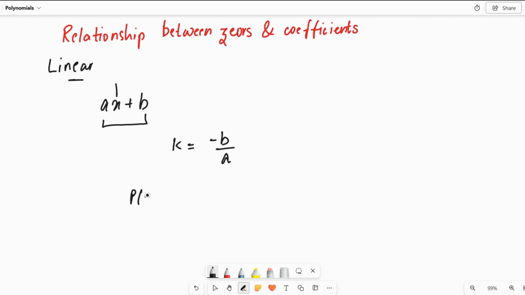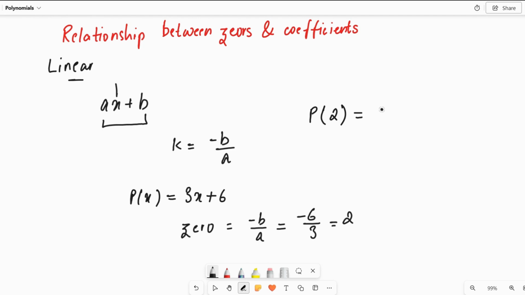For example, if there is a linear polynomial p of x as 3x plus 6, the zero will be minus b by a, that is minus 6 by 3, that is minus 2. And when we substitute minus 2 in place of x, the whole equation becomes 0.